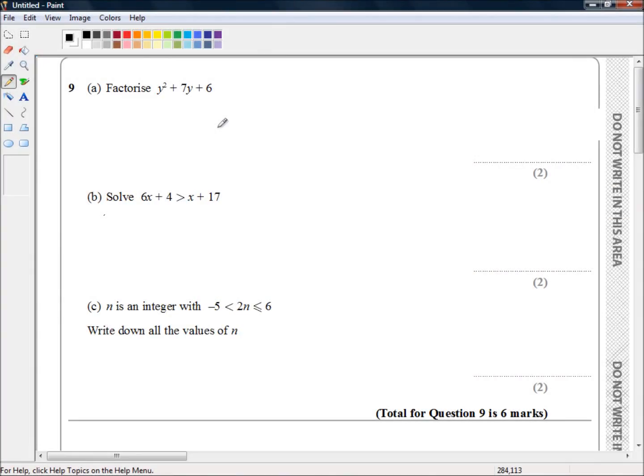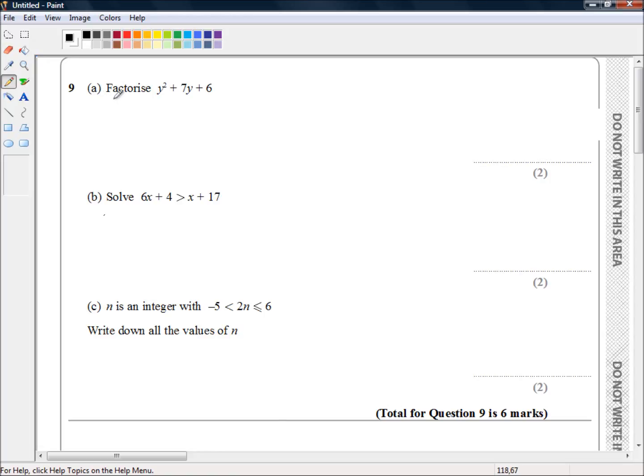Hello and welcome to the new style Edexcel GCSEs. These are the ones that go from grades 9 through to grade 1. This is paper 1MA1/3H. It's the third paper in the higher tier. It is a calculator paper, so we are allowed to use calculators, and we're picking up in question 9.